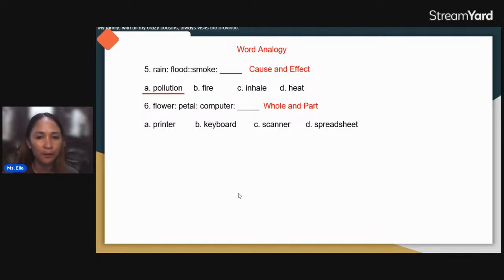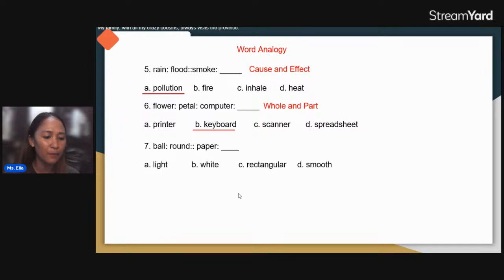Okay, for number six, the correct answer here is, because flower and petal are whole and part. Flower is the whole, and petal is a part of a flower. That means the correct answer is letter B, keyboard. Keyboard is part of the computer. Okay, that's right. Now let's have number seven. Ball is to round, paper is to blank.